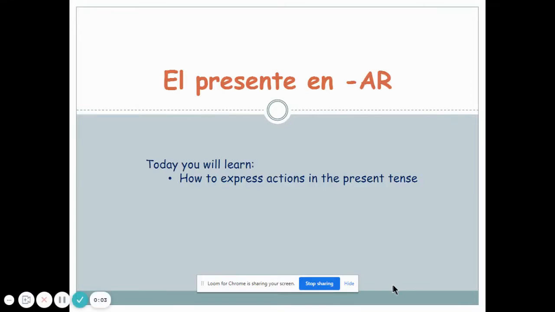Today you are going to learn about verbs in Spanish. There are 3 different types of verbs that you will learn, but today in particular we're going to learn about verbs that end in ar because most of the verbs in Spanish end in ar. I think about 80% of them.